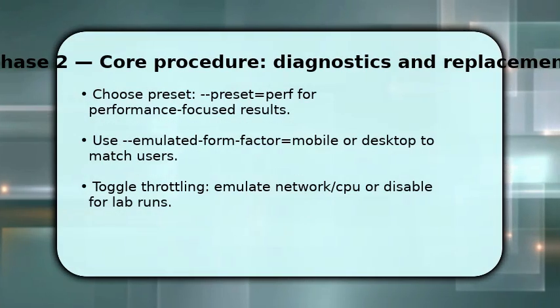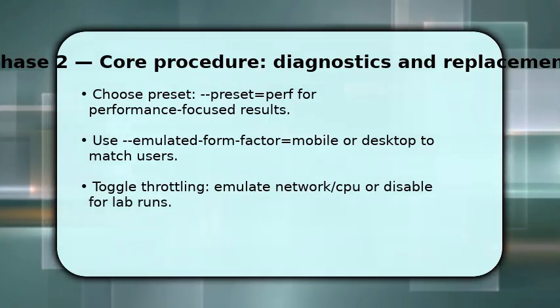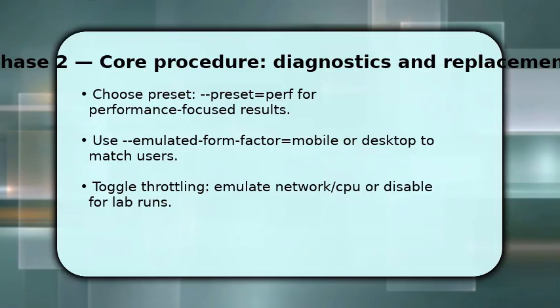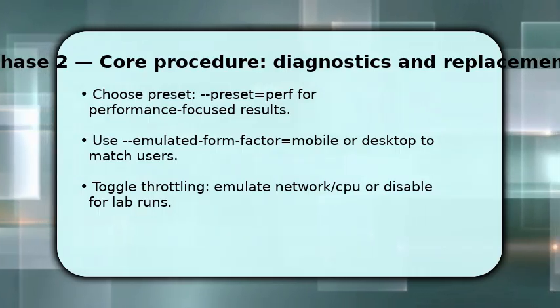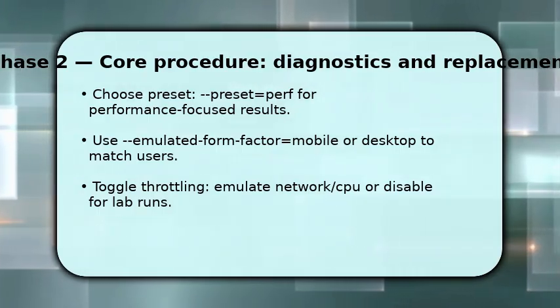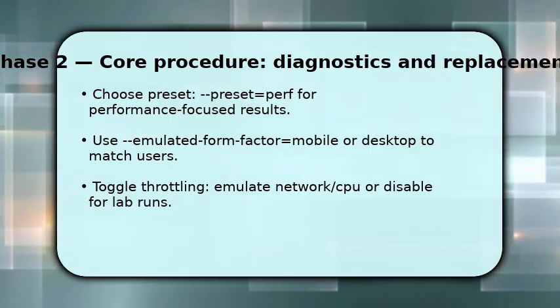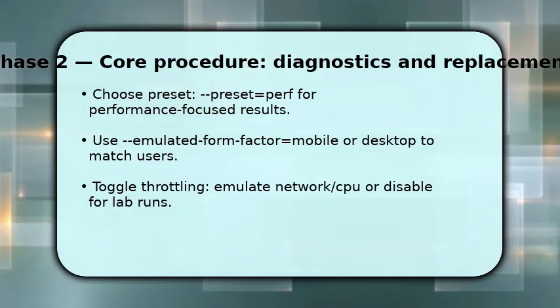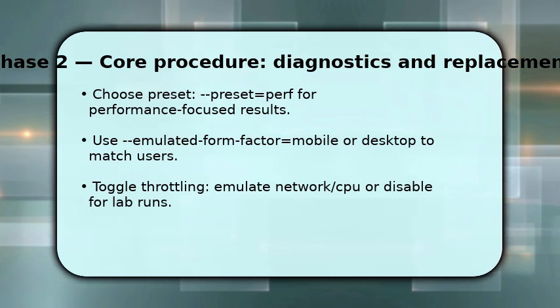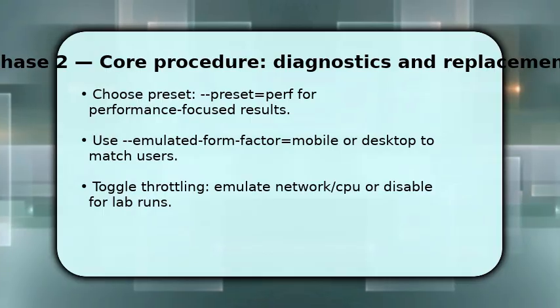Once you have a report, you move into triage and detailed execution. Run targeted audits with --preset=perf and set emulated form factor to mobile or desktop to reflect real users. Make sure to control throttling, use built-in emulation for realistic lab data, or disable throttling for deterministic local tests. You should also test both a cold and warm cache scenario to see variance. These choices explain why issues appear and let you reproduce problems reliably before changing code.